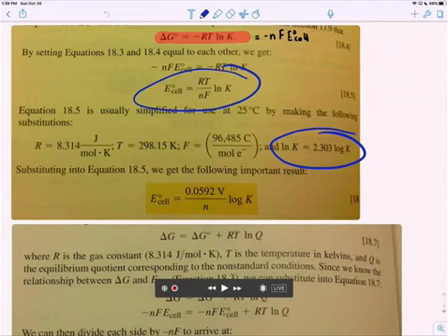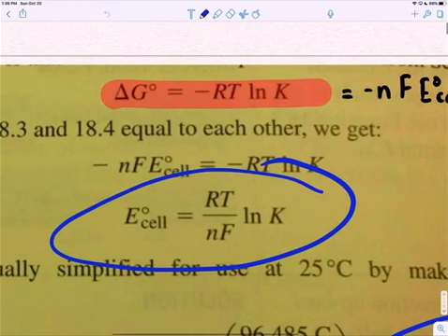Welcome to the next video in electrochemistry. We have equations for you right now. So here are some equations for you. You're familiar with this one from before.